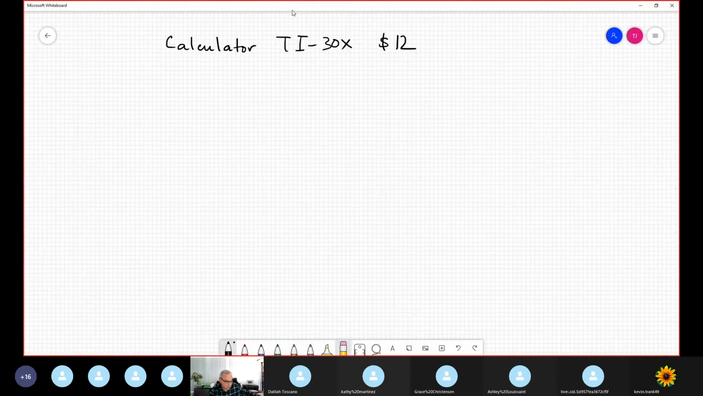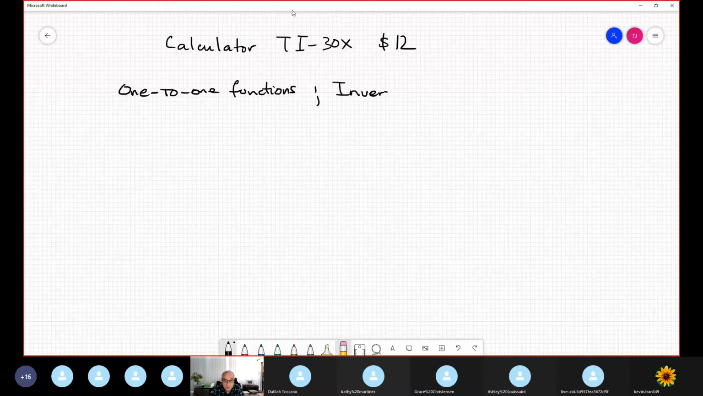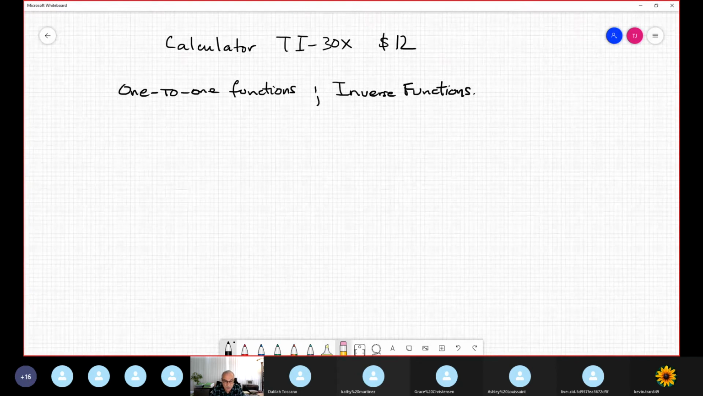Well, the first thing we study is the idea of one-to-one functions and inverse functions. Okay, this is the idea today. I don't know if we finish or not, but we start this one.